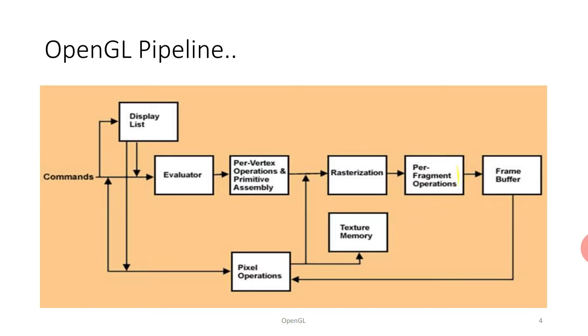Stage 4 is per fragment operations. Before fragments go to the frame buffer, they may be subjected to a series of conditional tests and modifications such as blending or Z buffering. Parts of the frame buffer may be fed back into the pipeline as pixel rectangles. Texture memory may be used in the rasterization process when texture mapping is enabled.